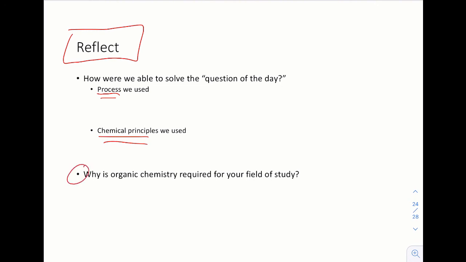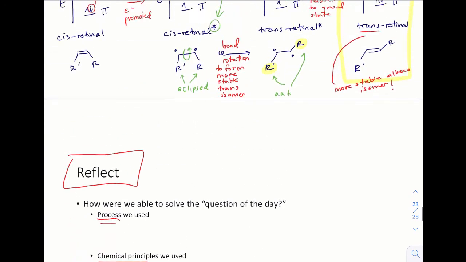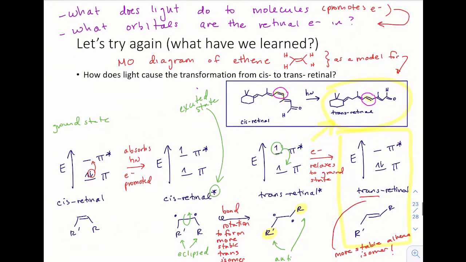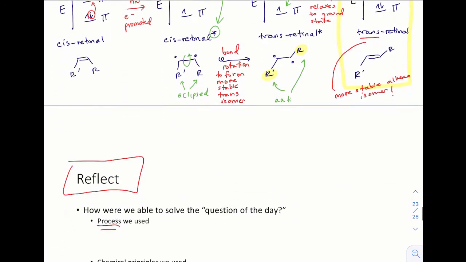And also, I hope I showed you why organic chemistry is required for your field of study. It's not just about memorizing a bunch of reactions. Later on in your studies, it is really helpful to actually understand how and why these phenomena in biology occur. And you'll have the tools.